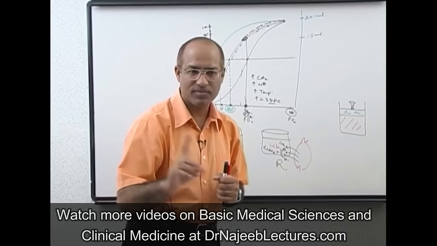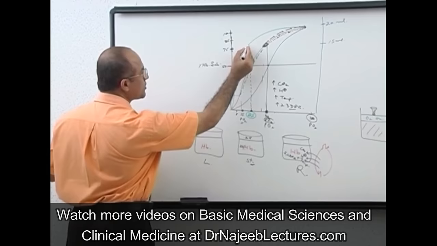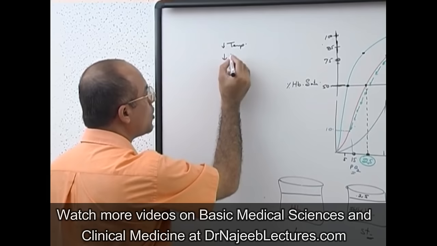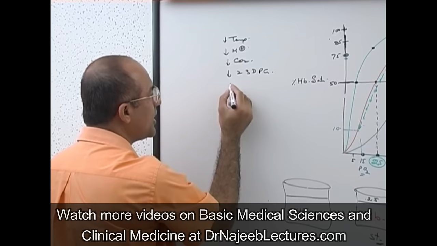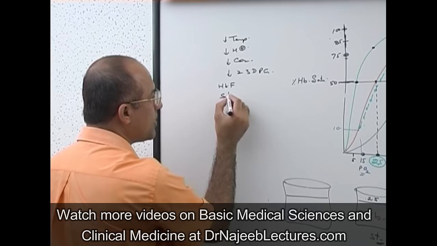Now you tell me the factors which shift to the left side. Yes. Low temperature, low proton, that is alkalosis, low carbon dioxide, very good, low 2-3 DPG, and fetal hemoglobin, which is fetal, and stored blood, which has low 2-3 DPG.